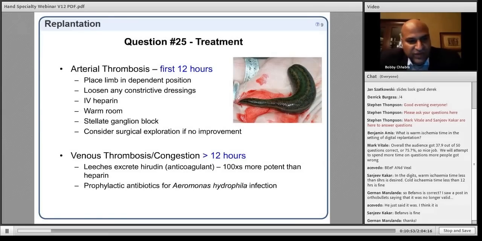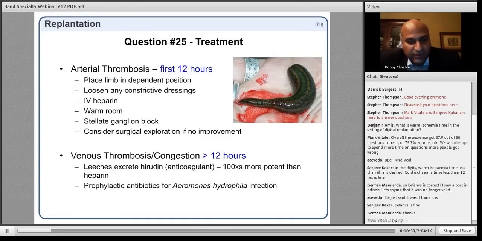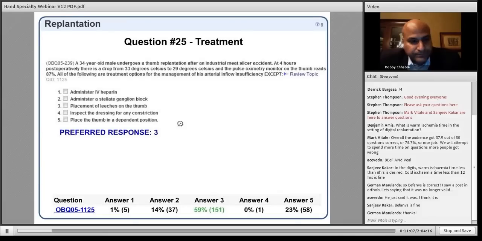For venous congestion, leeches are often used. And remember to use prophylactic antibiotics to cover Aeromonas hydrophila, which is the organism that can cause an infection from leeches. So the answer to this question is that all of those answers address arterial insufficiency except question three, which addresses venous congestion.